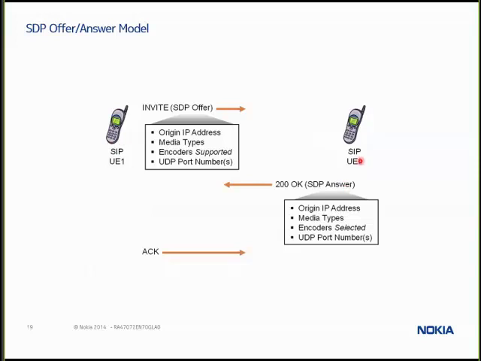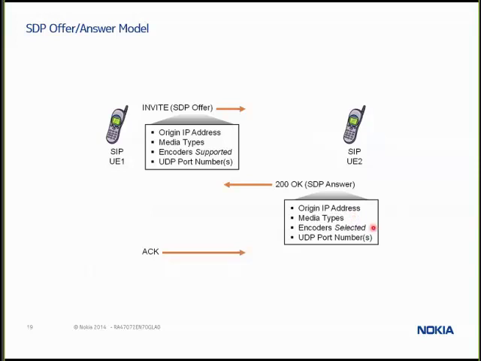User 2 answers in the final message or this 200 OK message. And in that message, I will also tell what is its IP address. So this origin IP address is the subscriber. What kind of media are we selecting? Or what kind of media types are we doing? Are we doing audio? Are we doing visual, video?